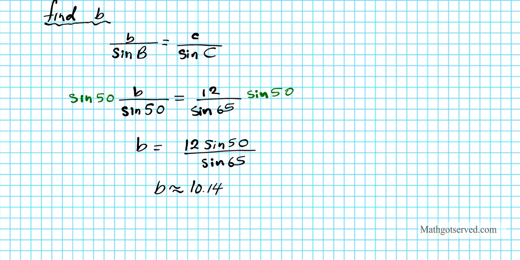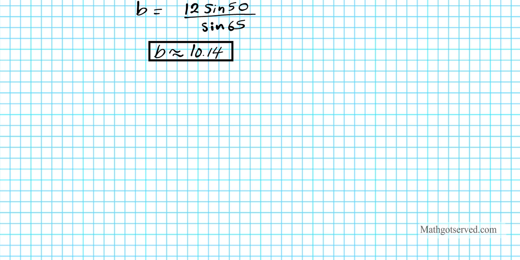All right, so let's go ahead and organize all our 3 results in a nice list. So our solutions are: big C is equal to 65 degrees, little a is equal to 12, and little b is equal to, well, actually little b is an approximate result, so little b is approximately 10.14. So there you have it.